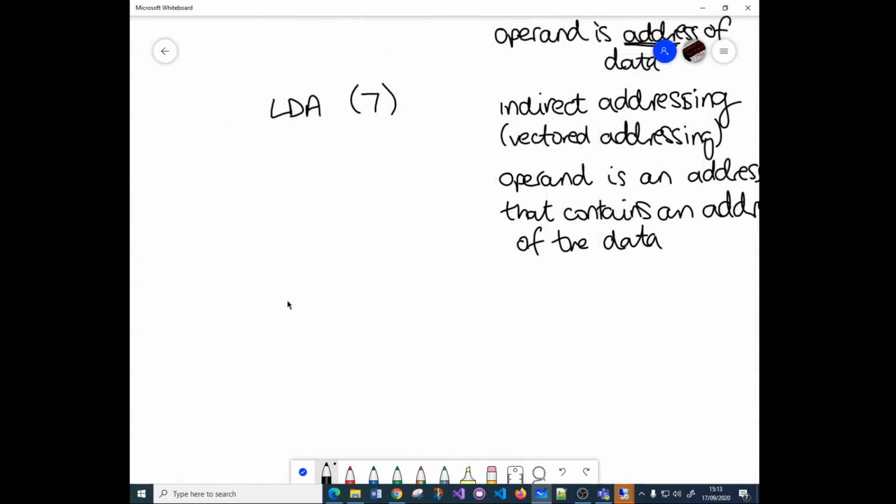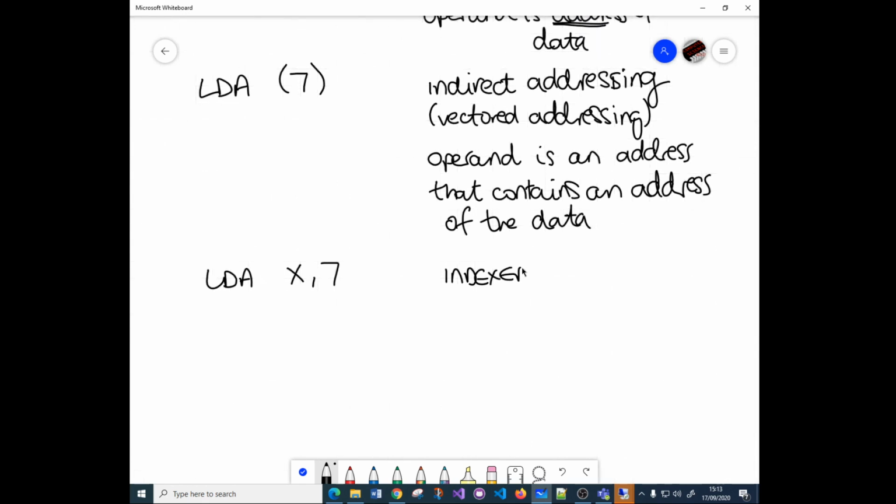So the last one is indexed. You might have something like this, where you have a base value. Let me put the name first: indexed addressing. That's where we have a base and then an offset. So the operand contains information about the base and the offset. The operand contains the base value and the offset.